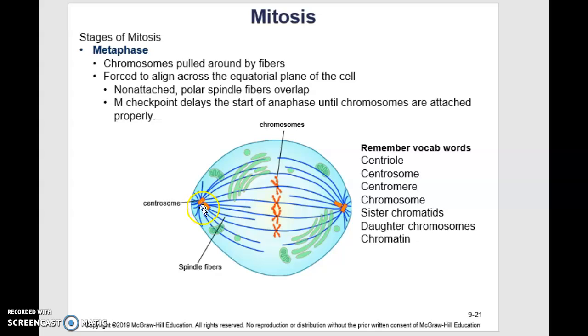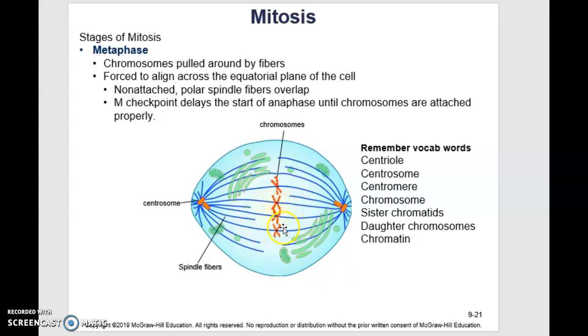Centriole is going to be these structures here that hold the Spider-Man fluid in there. Remember the spindles? They're going to shoot out the spindles. The centrosome is the organelle that contains the centriole. The centromere is going to be where the sister chromatids are holding hands right here.